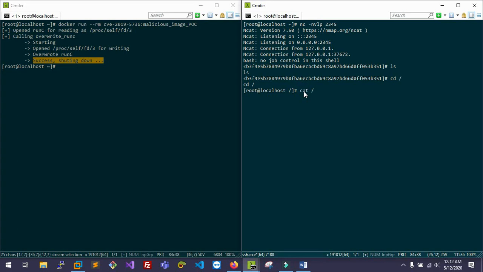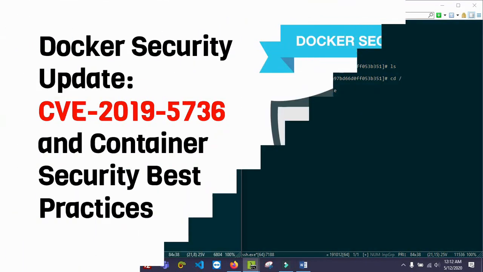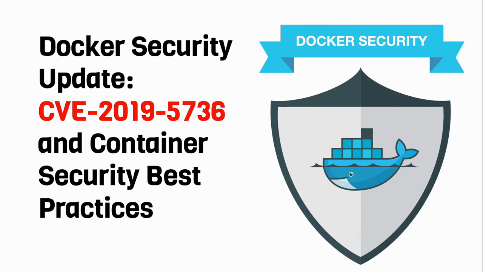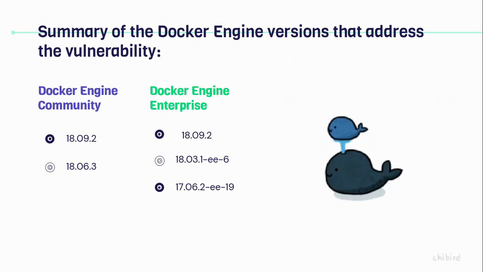Let's check the file we made in the temp folder. As you can see, it can be accessed on the attacker's machine. If you see what is in runC now, it contains the reverse shell script for port 2345. Docker recommends immediately applying the update to avoid any potential security threats. This is the summary of the Docker Engine versions of Docker Engine Community and Docker Engine Enterprise that address the vulnerability.